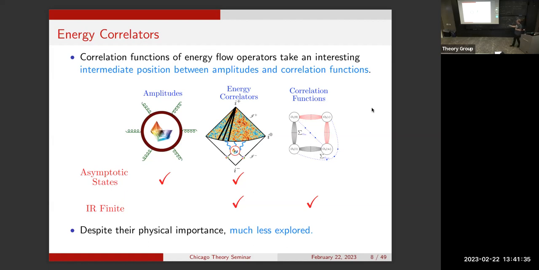On the other hand, people more in, let's say, condensed matter or conformal field theory like correlation functions of local operators. These are less desirable from the collider physics perspective because they don't have asymptotic states, but they're IR finite or non-perturbatively well-defined, or whatever you want to call it. Whereas these energy correlators take the best of both worlds. They're an actual IR finite or non-perturbatively well-defined observable, but they involve asymptotic states. And so they're really field theoretic, exactly what you want to talk about.